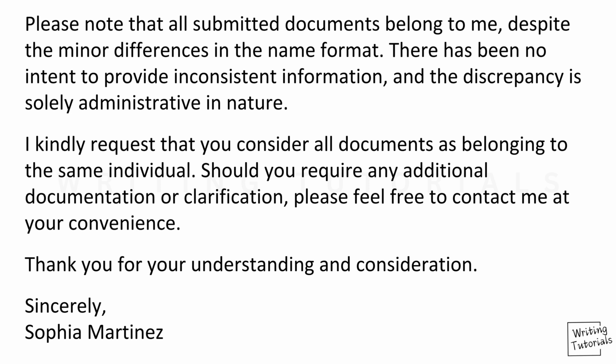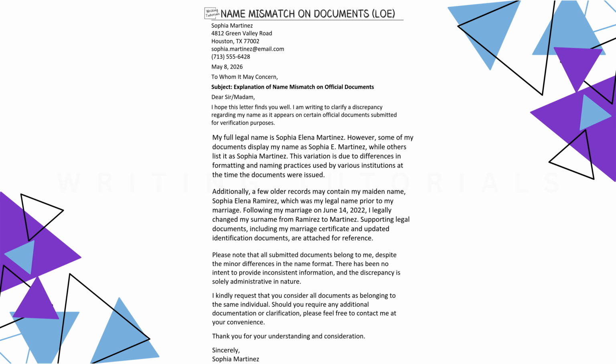And that's how you write a clear and professional letter explaining name mismatch on documents. Remember, always explain the differences clearly, provide supporting documents, and reassure the reader that the mismatch is administrative and not intentional. I hope this tutorial helps you write your own explanation letter with confidence.